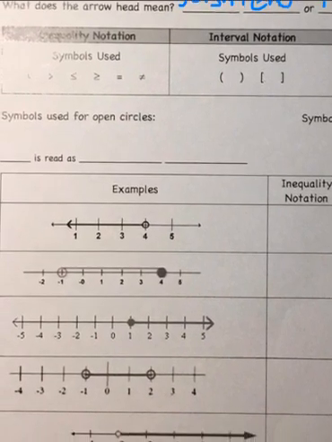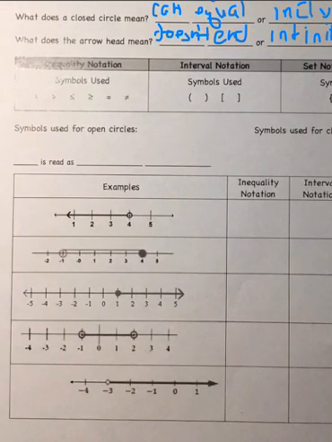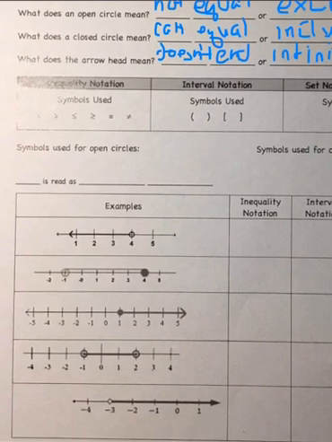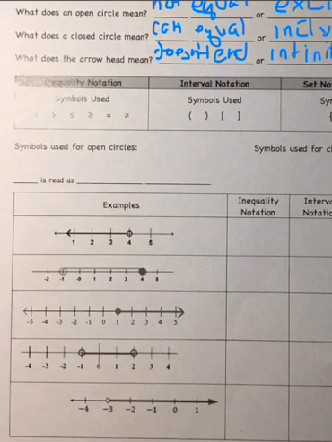So when we look, we have our symbols used. You have less than, greater than, so the less than is the arrow like that. Less than, greater than, less than or equal to, greater than or equal to, and then it does not equal. Symbols, we have parentheses, which means it's open, and brackets, which means closed.